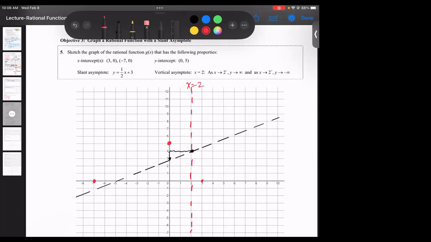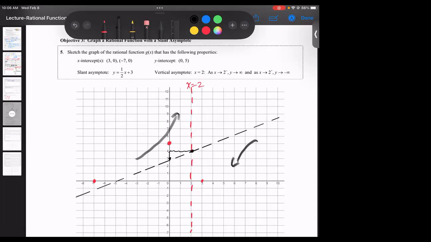As x approaches 2 from the left, y goes to positive infinity. 2 from the left, 2 from the left. So this side goes to positive infinity. So it's kind of like that. As x approaches 2 from the right, y goes to negative infinity. So that's the direction.